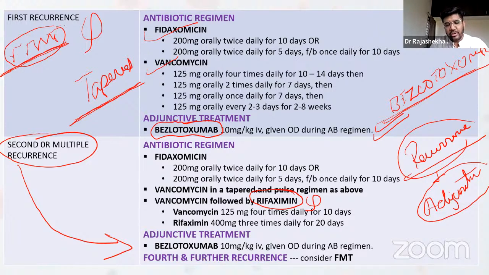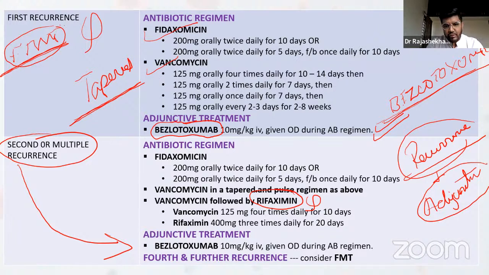Otherwise, rifaximin is not advocated as a primary treatment in a first occurrence or first recurrence. It is available only for a second or multiple recurrence, and that too along with vancomycin in the background. This is a very, very important thing. And what are the indications for FMT? FMT is considered only when there is a recurrence, or as a primary treatment in the presence of ileus, and that too administered rectally. You need to remember these very important things in managing CDI.